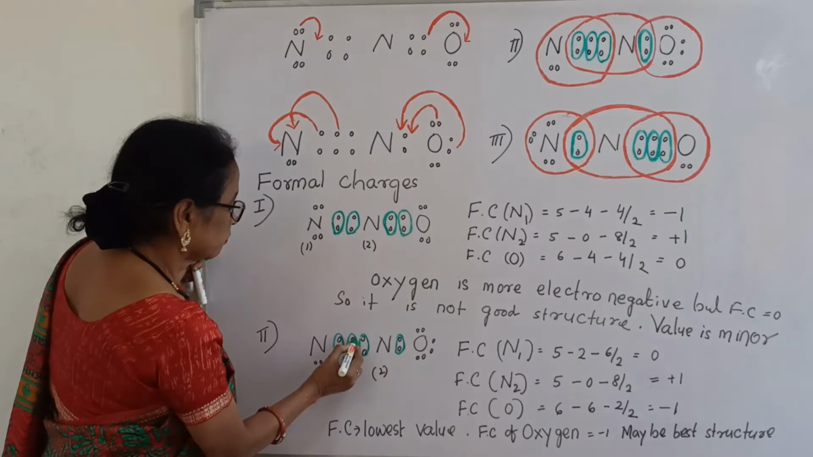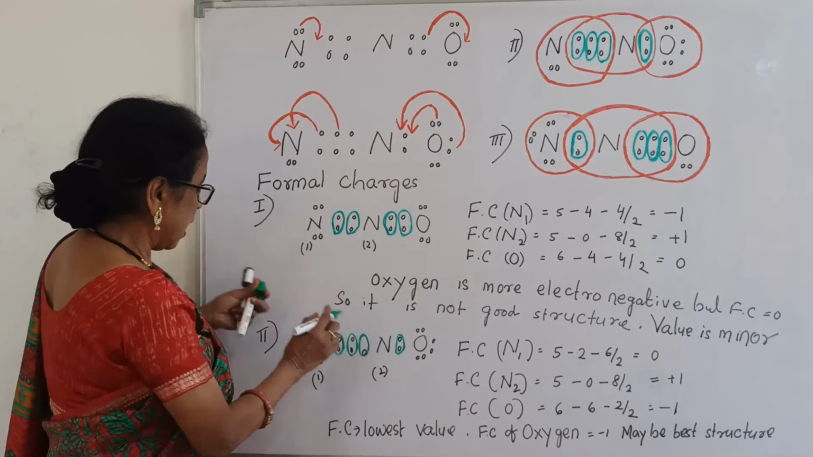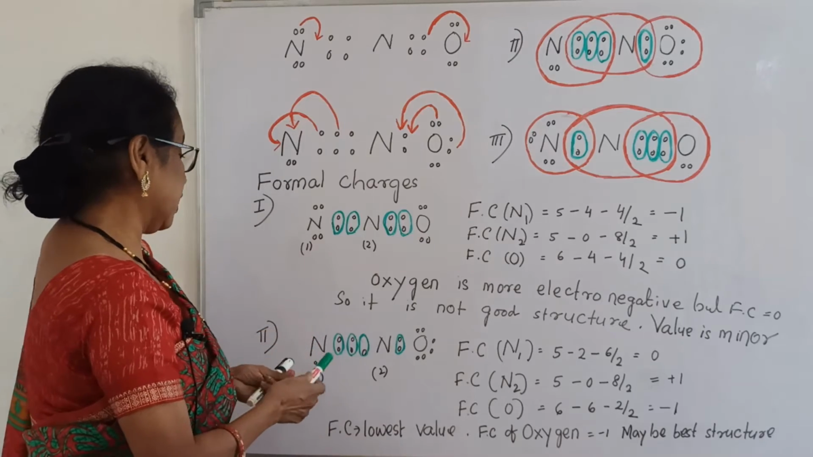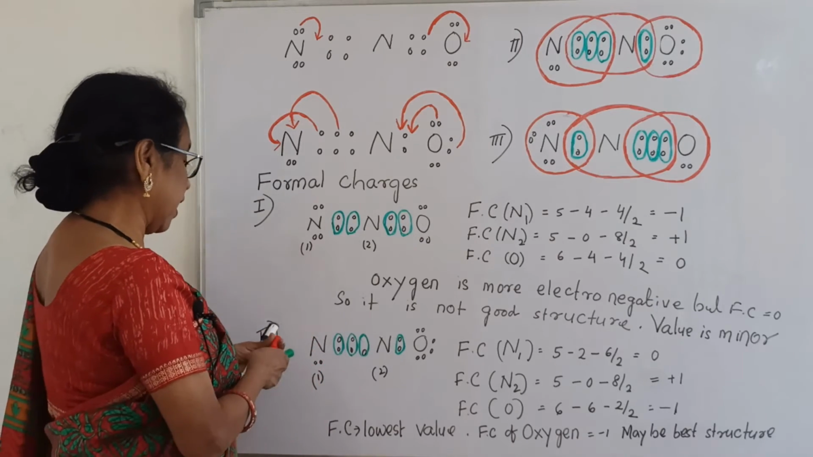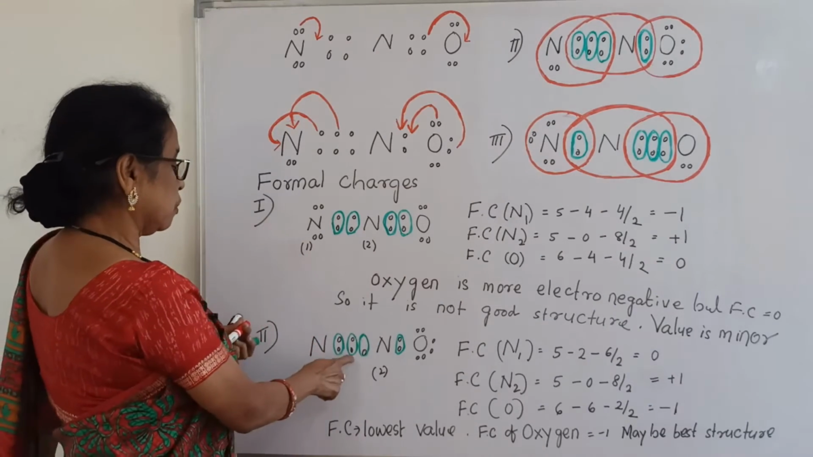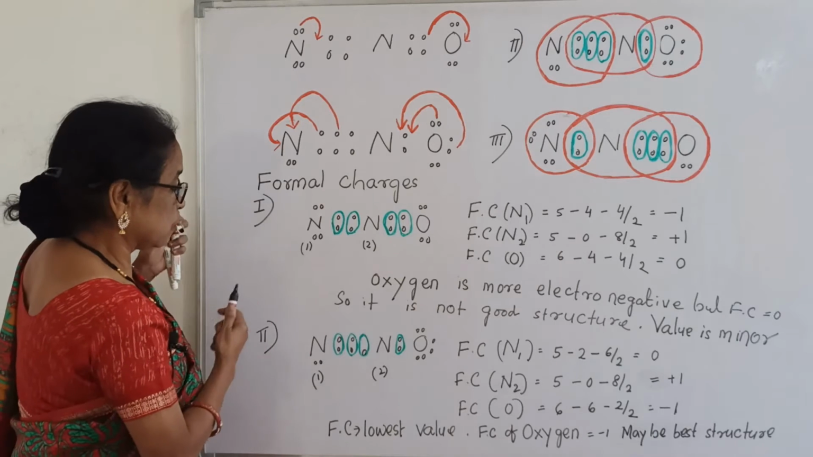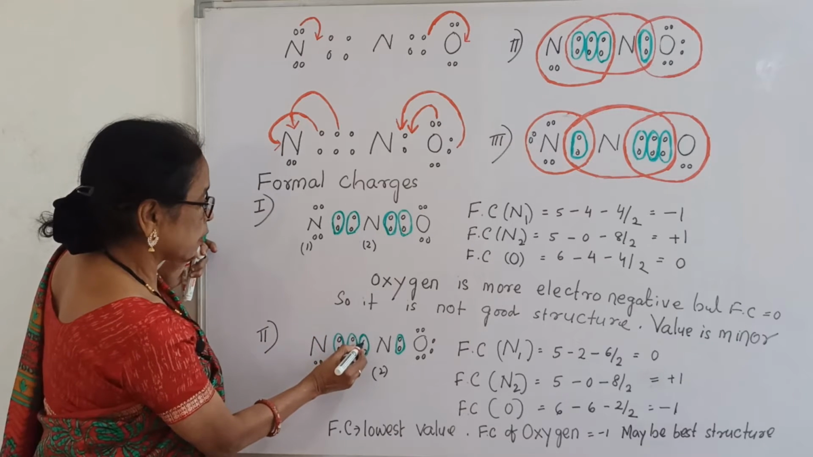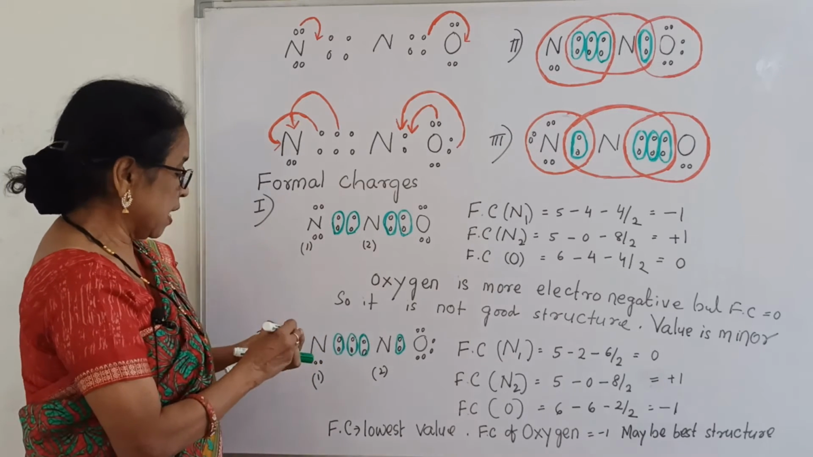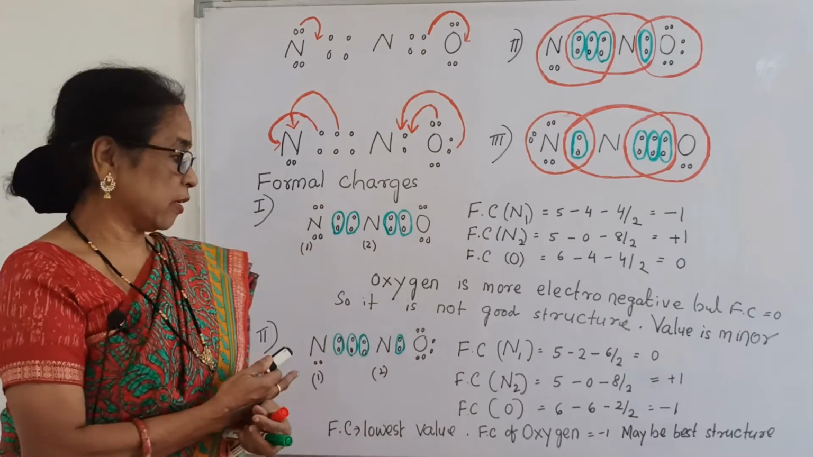And here, what is the bonding electron? 8, because 4 pairs are there. 1, 2, 3, 4 pairs are there. That is why it should be 8 by 2. That means the value comes to +1.